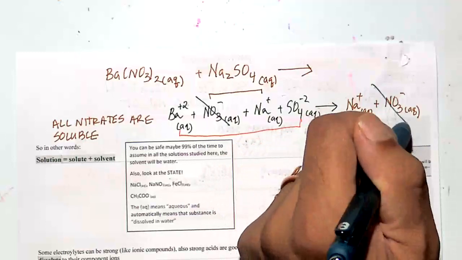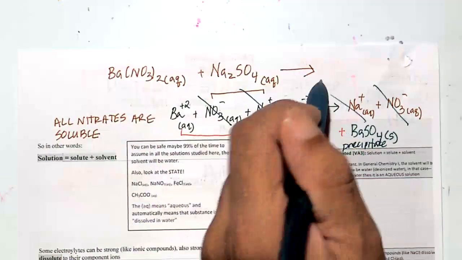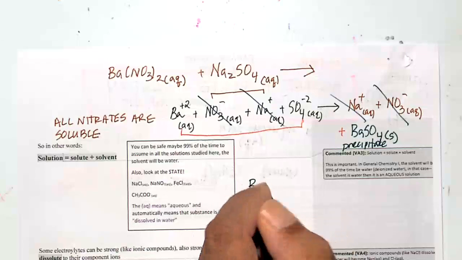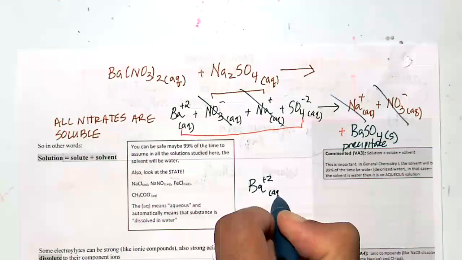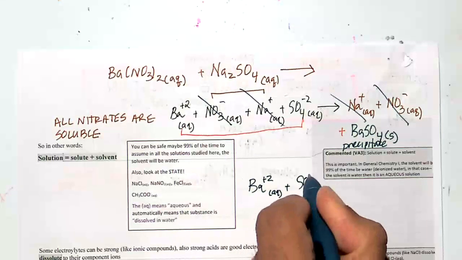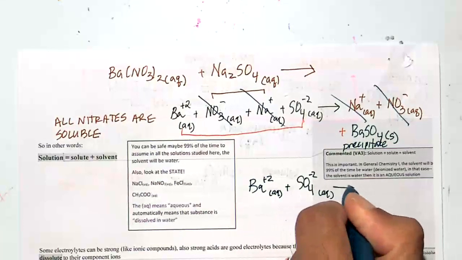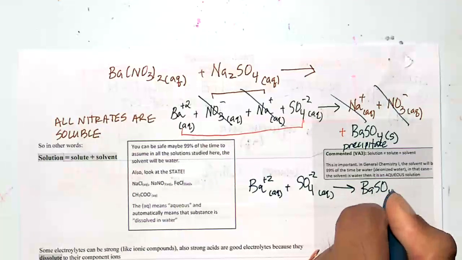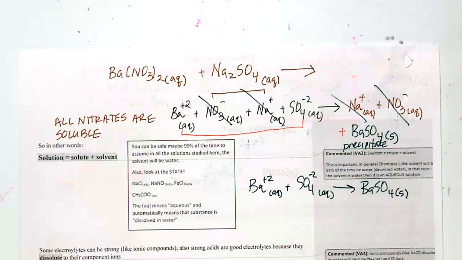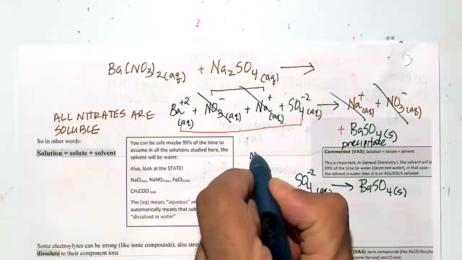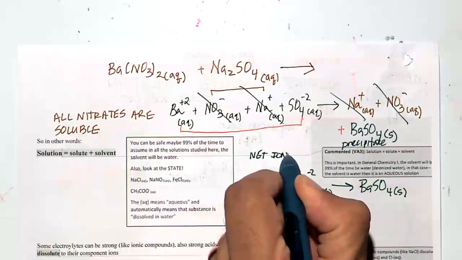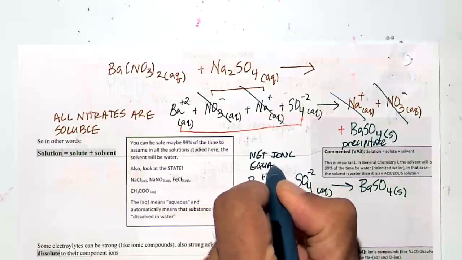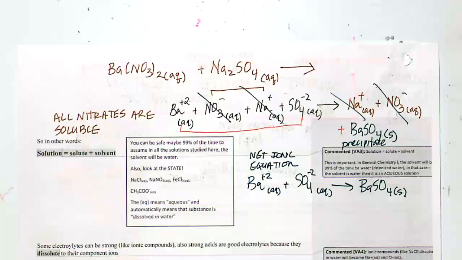Finally, I just wanted to say one more thing here. The NO3s cancel. The sodium cancels. So the net ionic equation for this is barium ion plus sulfate ion gives you barium sulfate. This is what we're going to call the net ionic equation. More on this Thursday. This is called a double displacement reaction. We'll talk more about this in our next class.